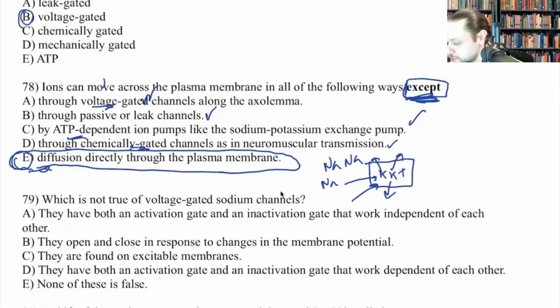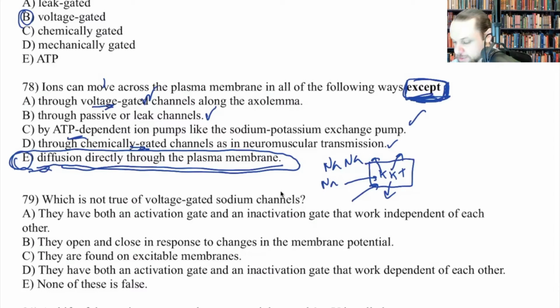So I need to be careful when I look at these questions, right? When they use the word "except," it means it cannot do it. So when can it not do it? It cannot do it when the diffusion is occurring through the plasma membrane. Why? Because you definitely need channels. What type of channels? Leaky channels, voltage gated channels. So Ian, you're 100% correct.